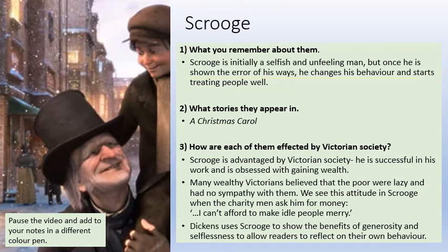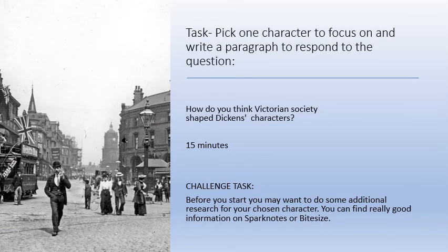So as usual, add anything on there that you think is relevant that you haven't got in your own notes. Now here's the task, and the very thing that I want you to upload onto Classcharts for me to have a look at. Pick one of the characters we've looked at today to focus on and write a paragraph to respond to the question: how do you think Victorian society shaped Dickens's characters?